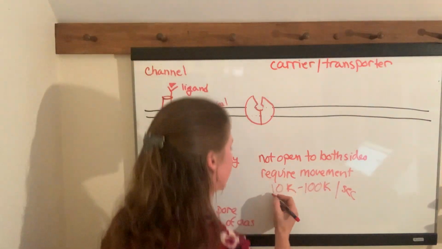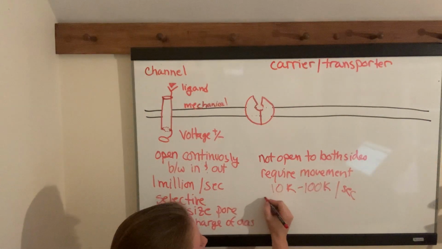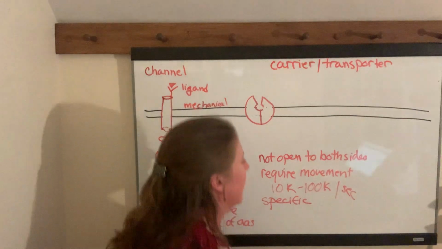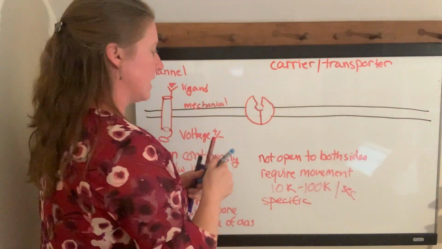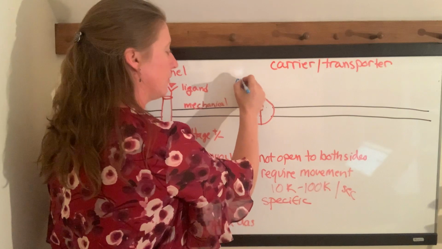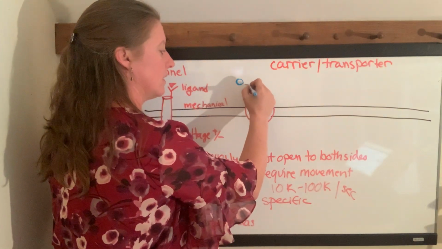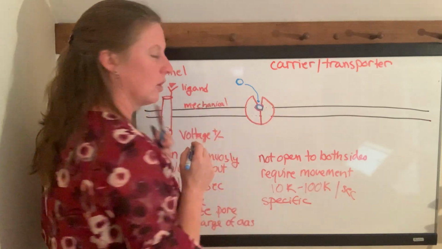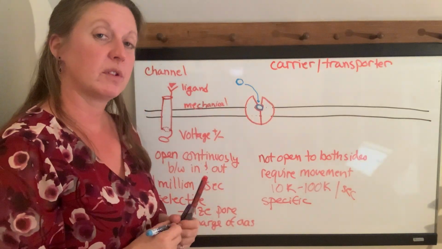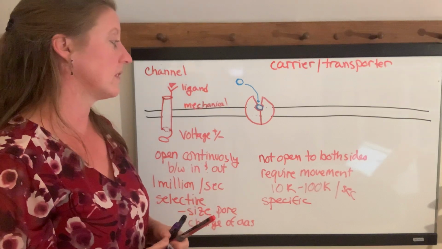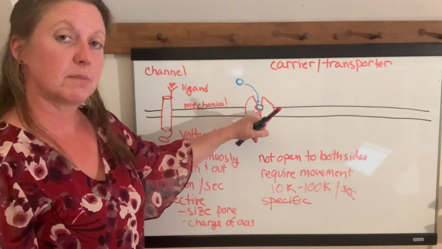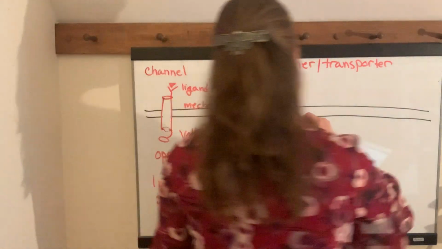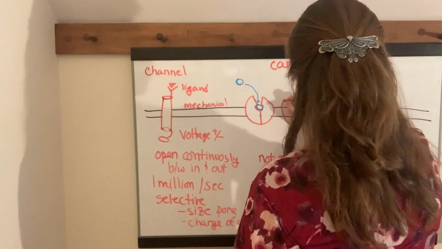Finally, comparing to channels, carriers are specific as opposed to selective. And that is because they have a site which only fits a particular substance, and only that substance can fit in that little pocket. Specific, just like we saw with enzymes and with receptors. Once this substance binds to the pocket, it causes the protein to change its shape. It's called a conformational change.